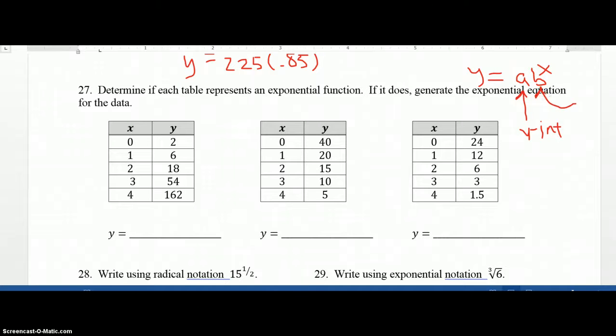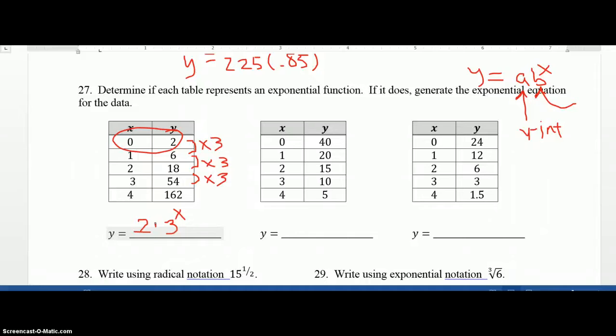Okay, a is your y-intercept, or your starting point, and b is what you are multiplying by. Okay, so from 2 to 6, we multiply by 3. From 6 to 18, we multiply by 3. 18 to 54, multiply by 3. So that is the base of our exponential. And what is our starting point? What is our y-intercept? 0, 2 is our starting point, our y-intercept. So we have 2 times 3 to the power of x.